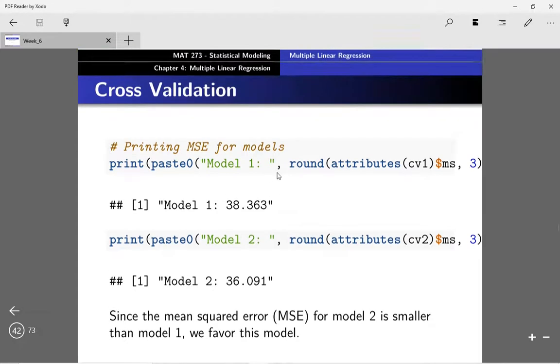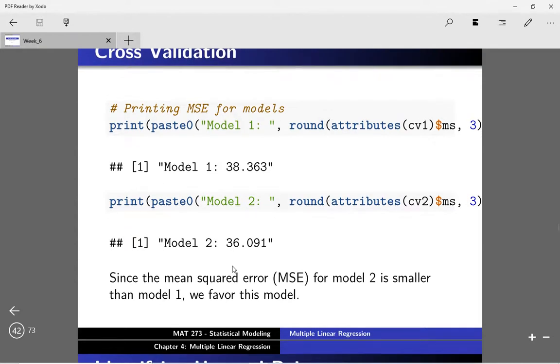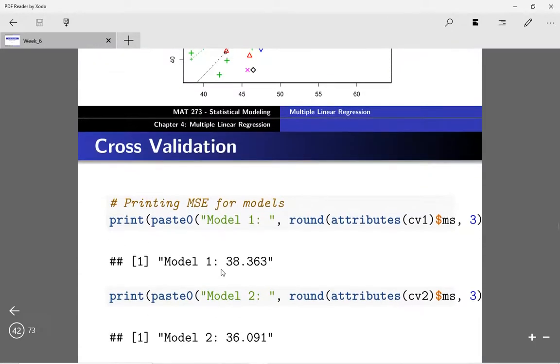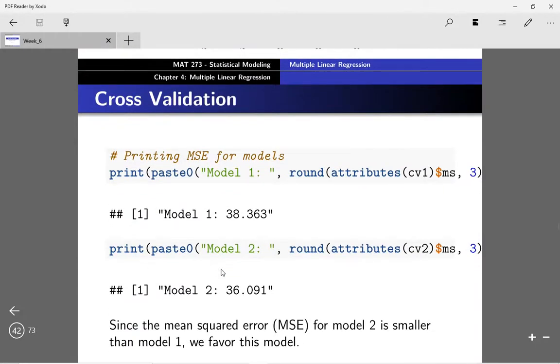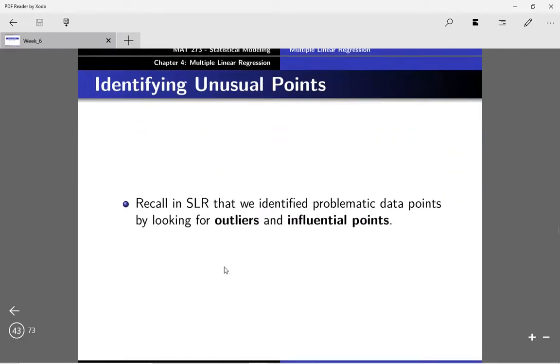So here's a great example of where model 2 had one less predictor than model 1, so it was less complicated, and thus had a smaller R squared itself. But it achieved this smaller MSE across the cross-validation folds. So that suggests model 2 would do better on predicting unseen data in the future. So again, this is an interesting way to select a model, and it's very generalizable. So I think it's quite useful.